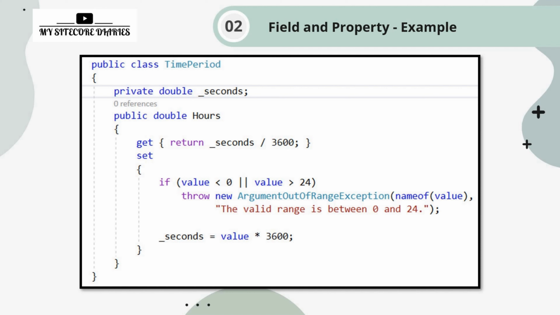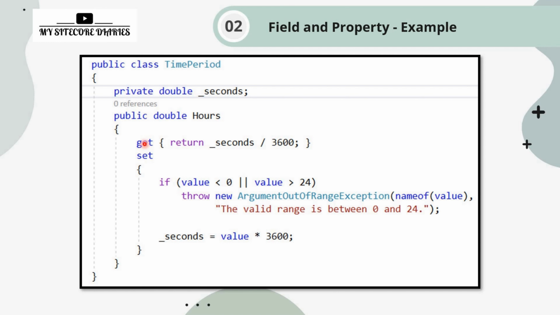Before that, let's take an example of a field and property. If you see, I have defined here a class called TimePeriod. Then I have defined here private double _seconds. This is basically a field. It's a variable of this class, and this is called a field. Whereas what is property? If you see, public double Hours, here you have the opening curly bracket and closing curly bracket. Within that you have a get and set.